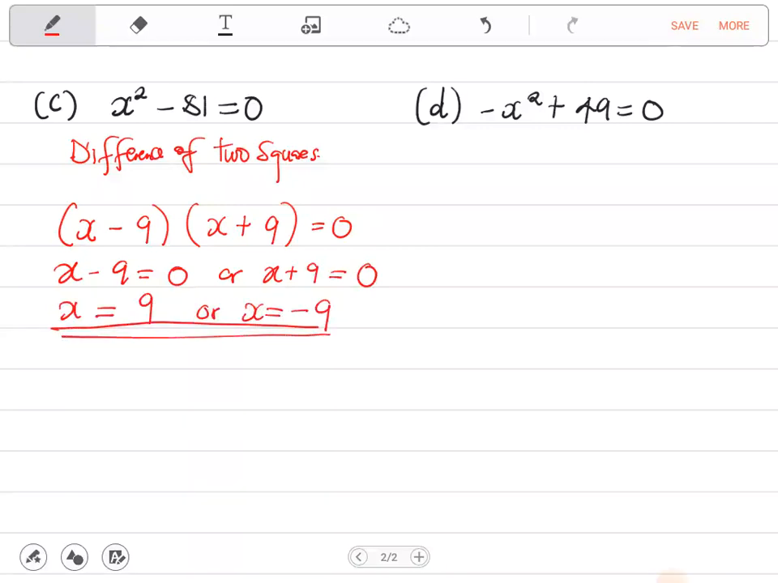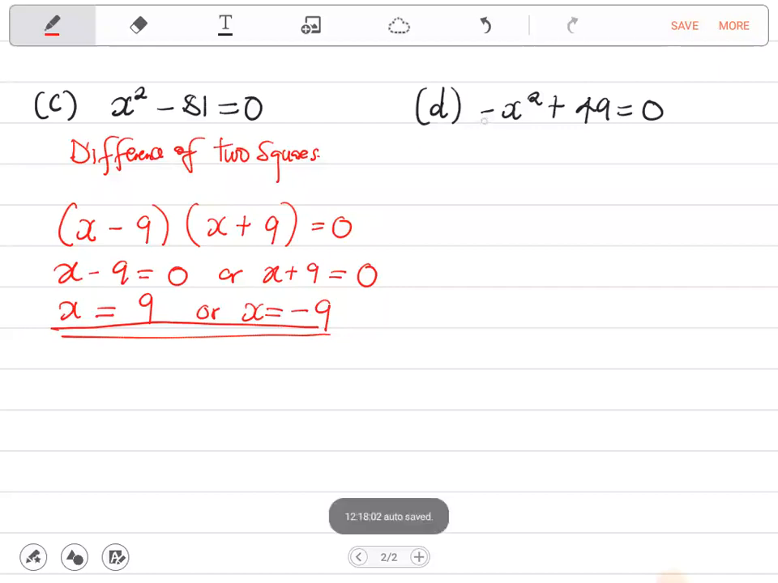Again, it is solving by factorization. If you try to take this one to the other side, the answer would be correct, but the method would not have been correct. This one we do the same. All right.